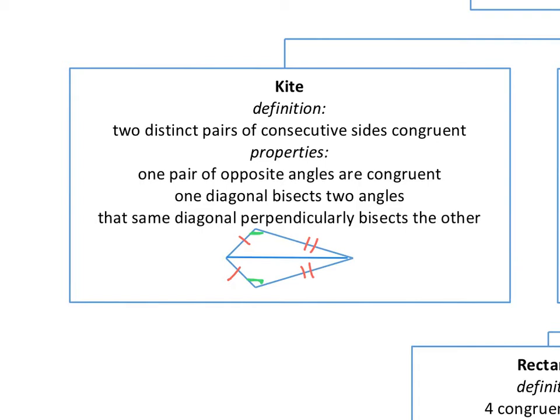Also, these two angles over here are congruent to each other, and these two angles over here are congruent to each other by CPCTC. So that diagonal is bisecting the other two angles. And then finally we can do one more thing. I'm going to go ahead and draw the other diagonal on the diagram. So it's going to start up here and cut all the way down to there.